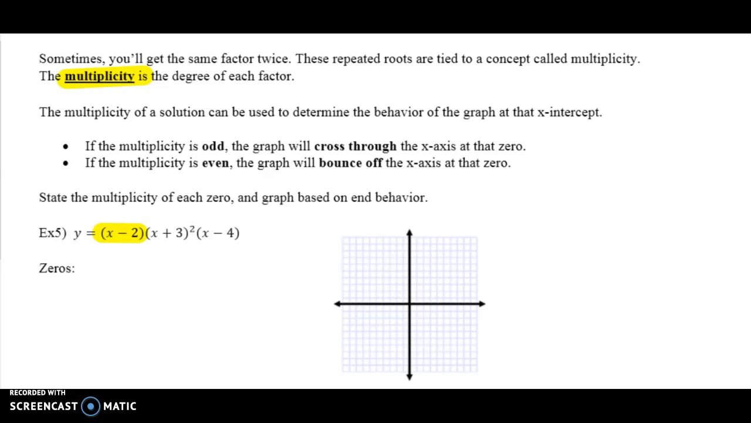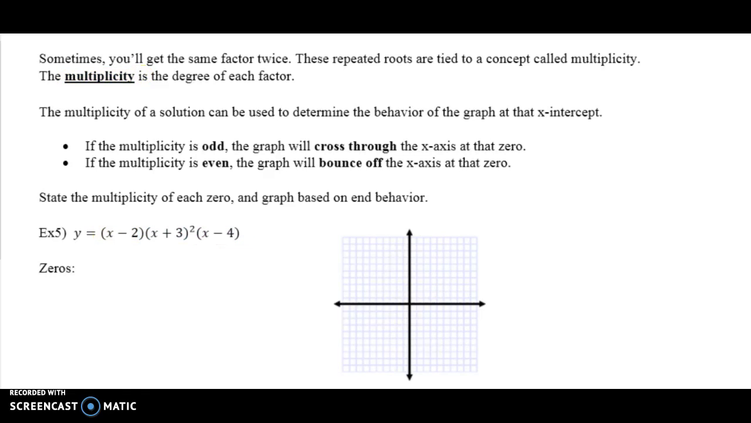Okay? How many times does this factor occur? Twice. So I would say it has a multiplicity of 2. And what do we know happens when a factor happens twice? It bounces off. So you guys already know all this stuff. And x minus 4, what is the multiplicity of that factor? 1. Okay? So, let's tie this all together.